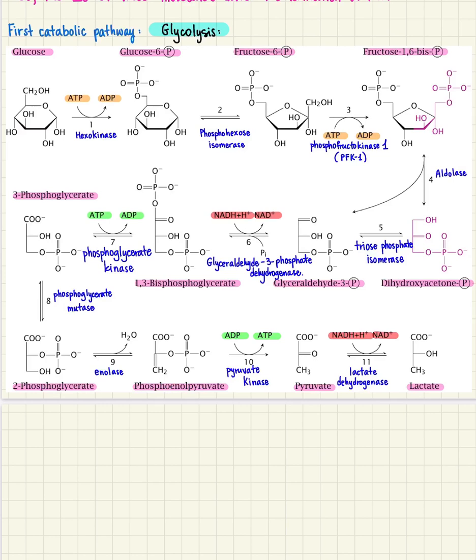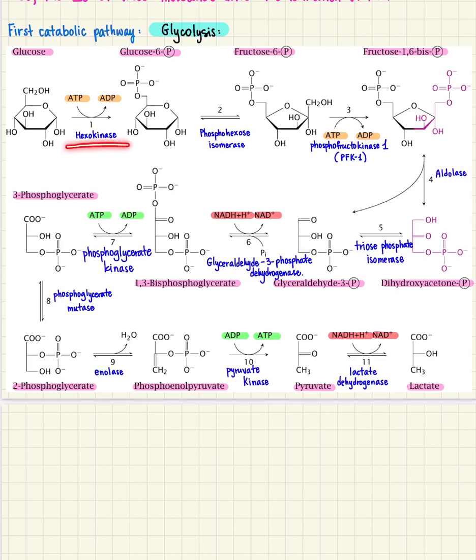So when we eat a meal, when we eat something that has carbohydrates, we get a lot of glucose in our bloodstream. This glucose enters each cell through its receptors and transporters. And the first thing that happens to drive glycolysis is we use an ATP to form this molecule, glucose 6-phosphate.